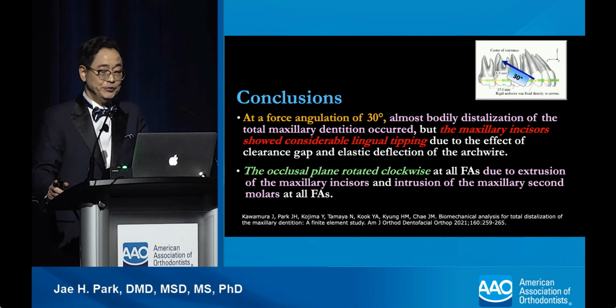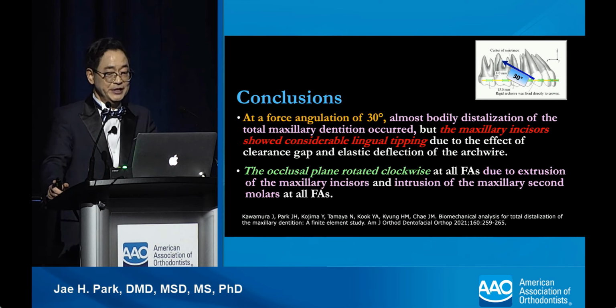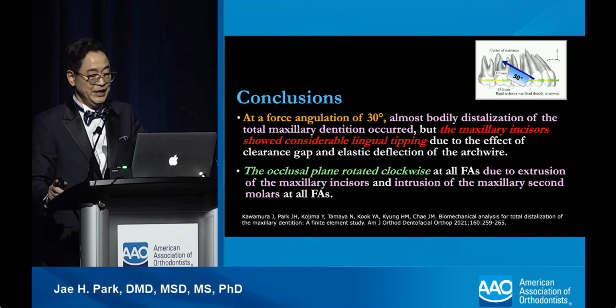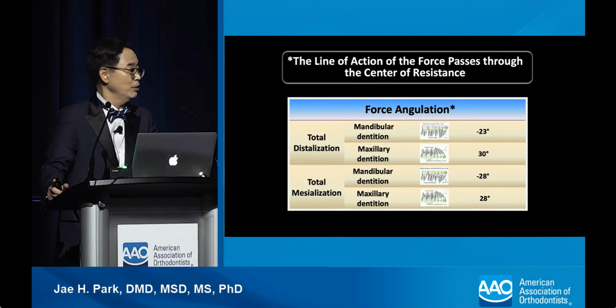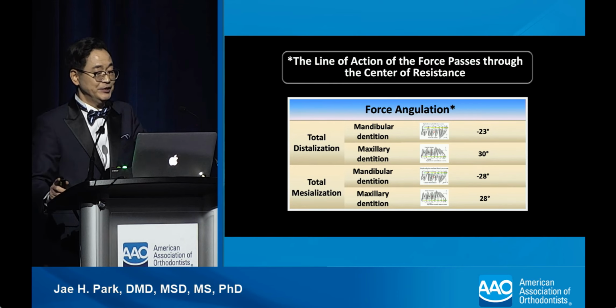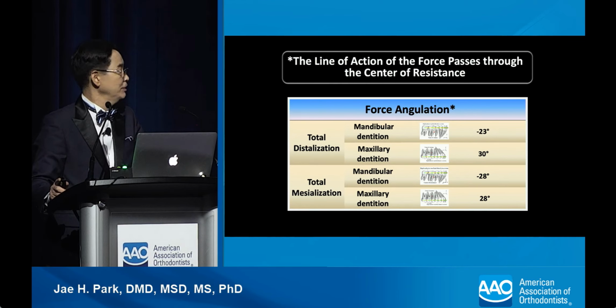Even at a force angulation of 30 degrees, the occlusal plane rotates slightly clockwise due to extrusion of the upper incisors and intrusion of the upper sevens. So from our published articles, when the line of force passes through the center of resistance, force angulation is around plus or minus 25 to 30 degrees.